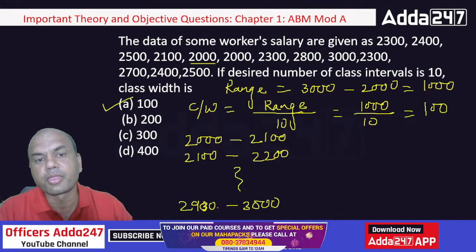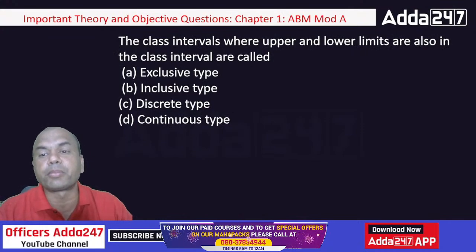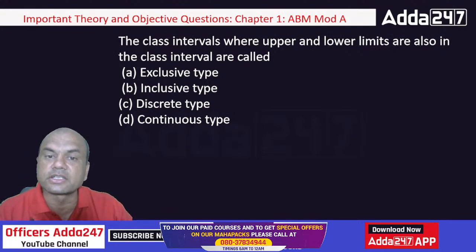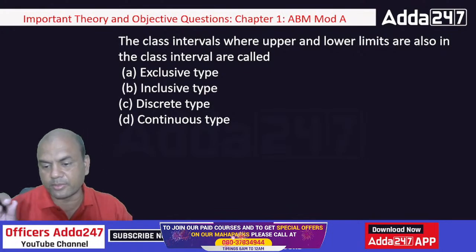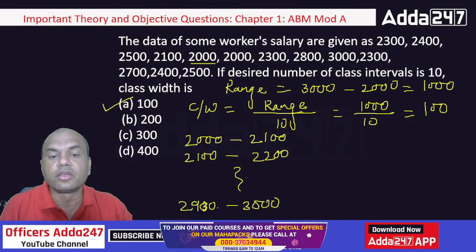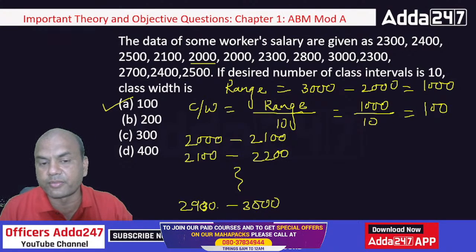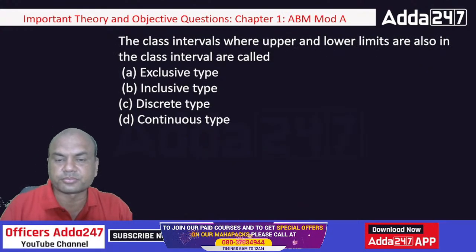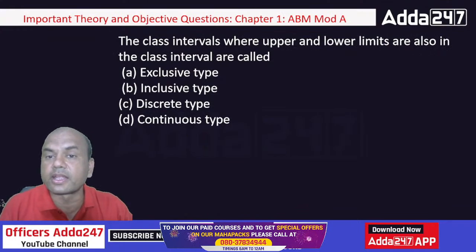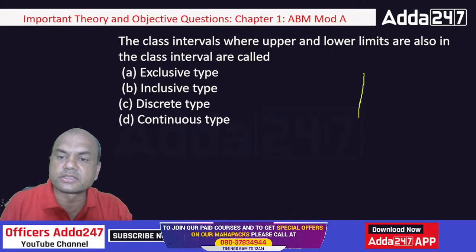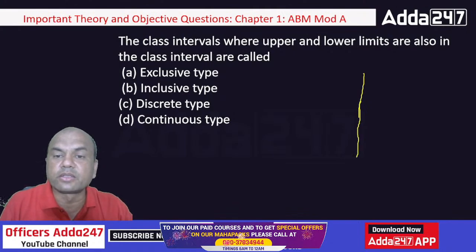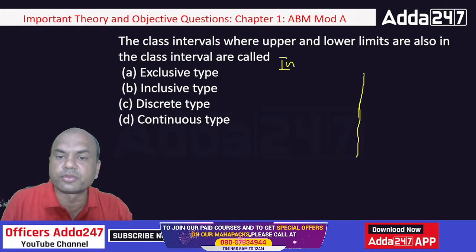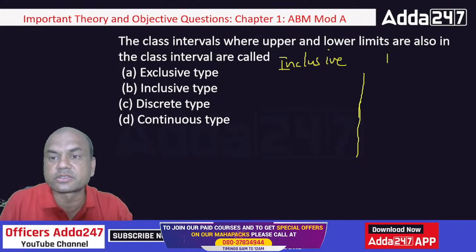The class interval where the upper and the lower limits are also in the class interval are called as, now this is a typical question. Just now we saw this. Where the upper and the lower are in the class means 2000 to 2100, 2100 to 2200. Now what do you mean by this? There are two ways of writing a class. One is inclusive type. Inclusive. I am directly giving the answer over here. Second one is exclusive.